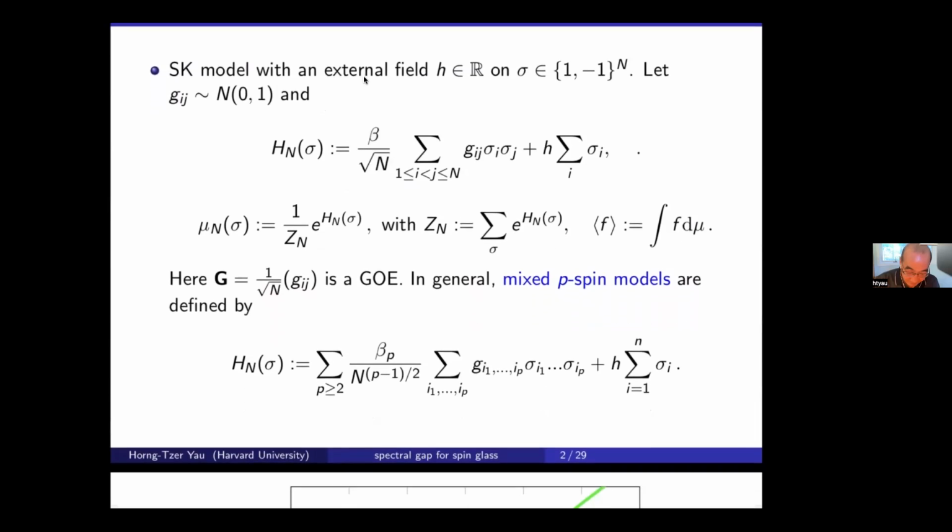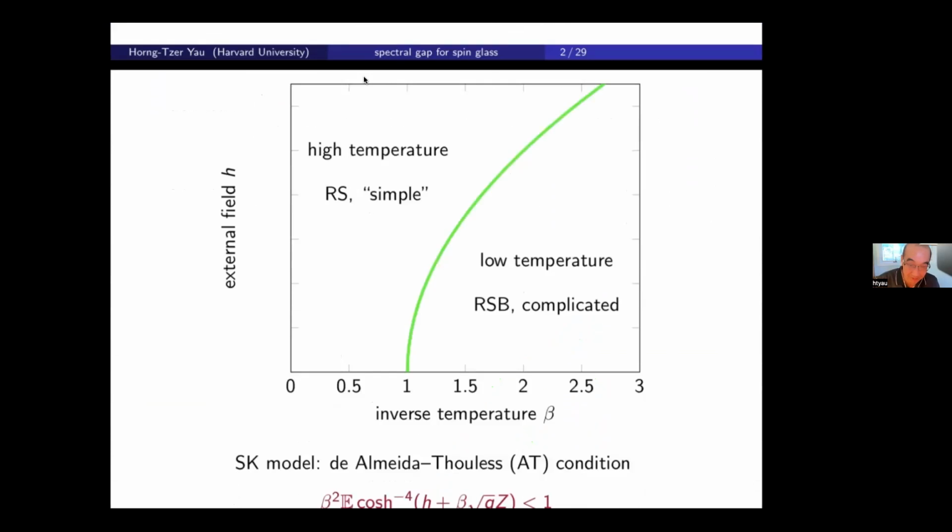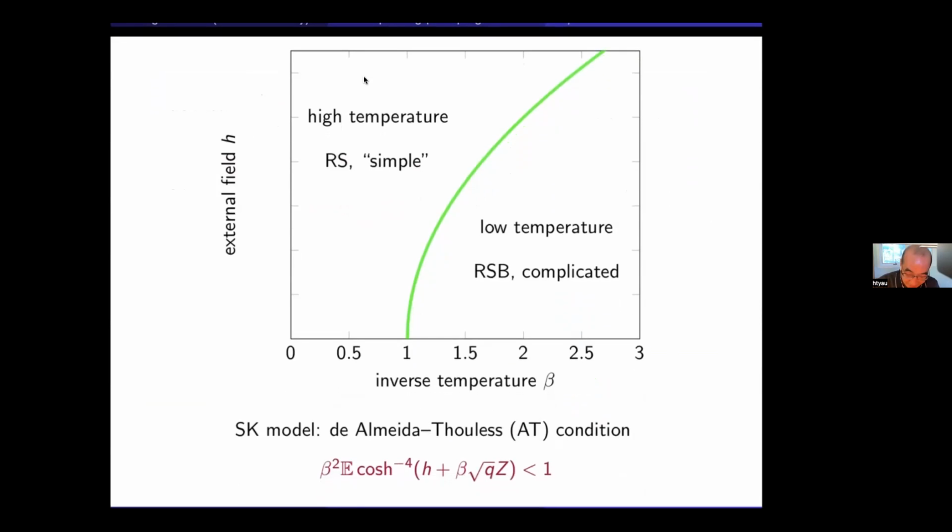So it's known that there's a high temperature replica symmetric regime, which is supposed to be simple, but we will see that simple is not actually that simple. And there's also a low temperature region, which is the replica symmetry breaking case. The picture I'm drawing here is for the SK model. Mixed p-spin is expected to be similar, except that we don't know where this line goes.